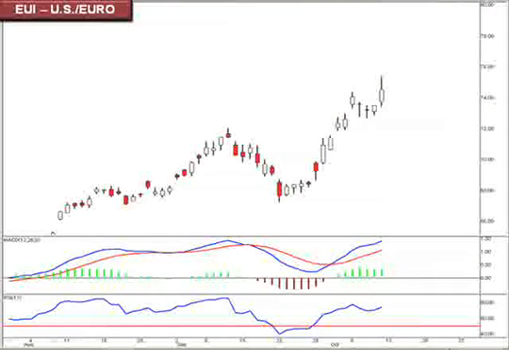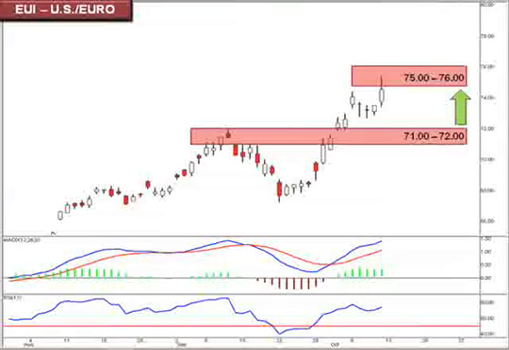All right, let's take a look at the EUI, the US versus the Euro. We suggested that a break above the 71 to 72 focal zone would likely play into the 75 to 76 area, which was a measured move based on the bigger picture trend to the upside starting back in mid-September. Now, our MACD suggests that we are still in a very strong trend to the upside.